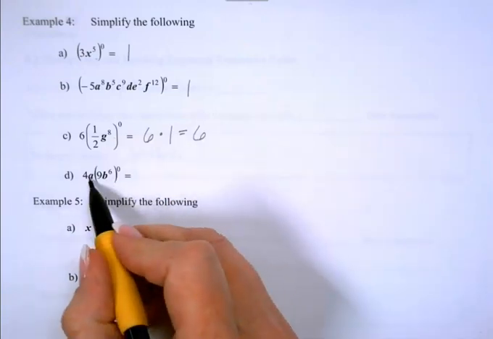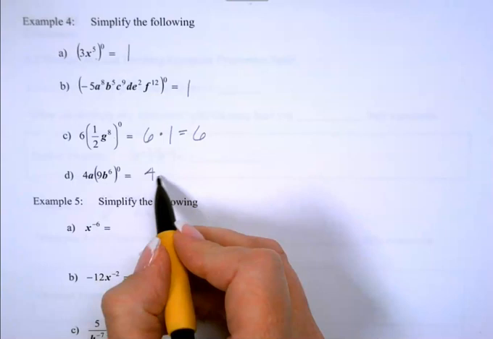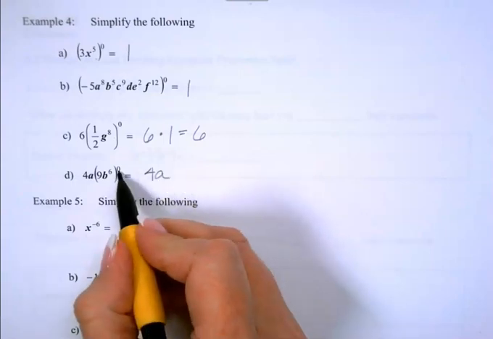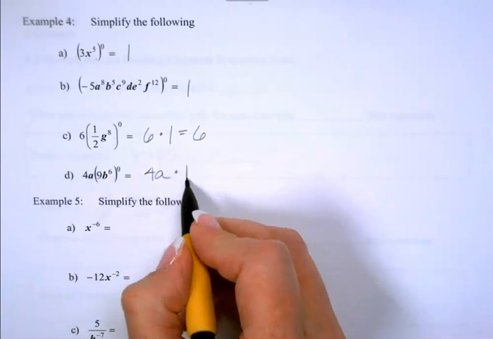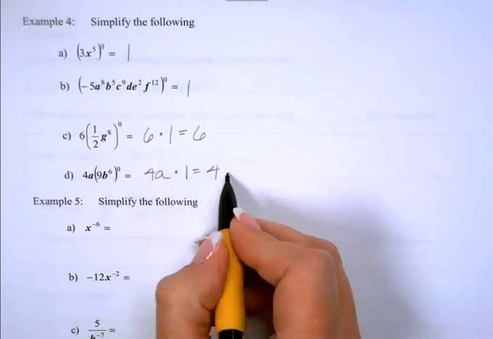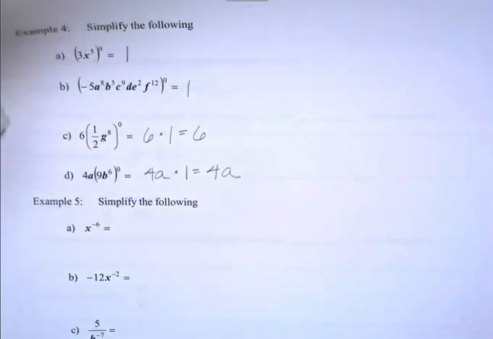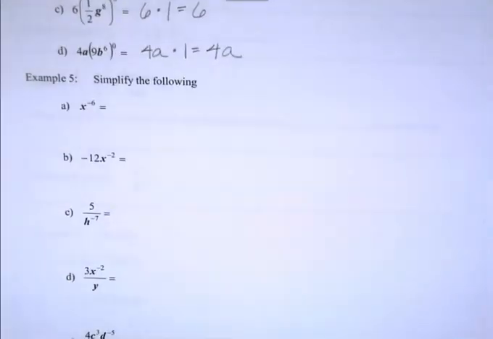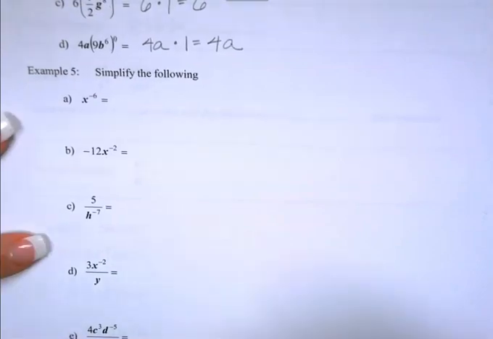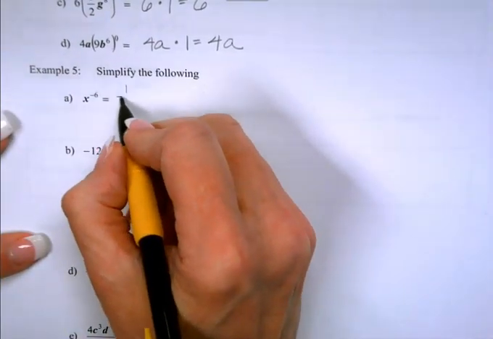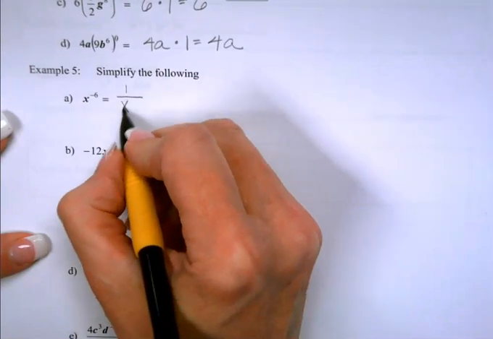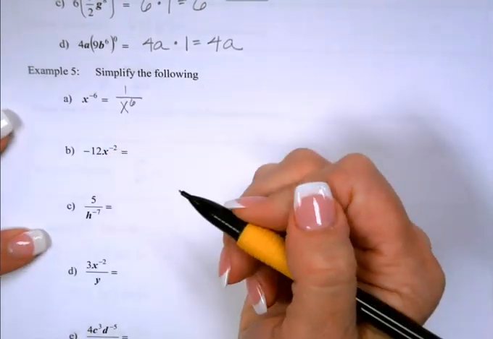So this will just be 6 times 1, which is 6. And on my next example, 4a, that was not to the 0. Just what's in the parentheses was to the 0. So that'll be 4a times 1, which is just 4a. For example 5, I'm going to use my other rule. And when I have a negative exponent, I'm going to write a 1 on top and flip that to the bottom, and my exponent becomes positive.